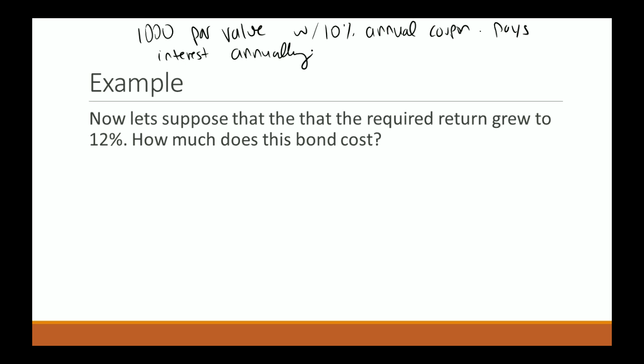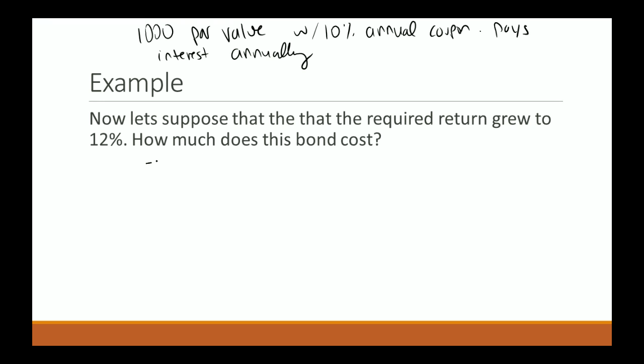So this tells us that we could earn more money elsewhere. So the demand for this product is going to be lower. Lower demand means lower price. So this bond should be trading for less than par value. So let's go ahead and compute this.